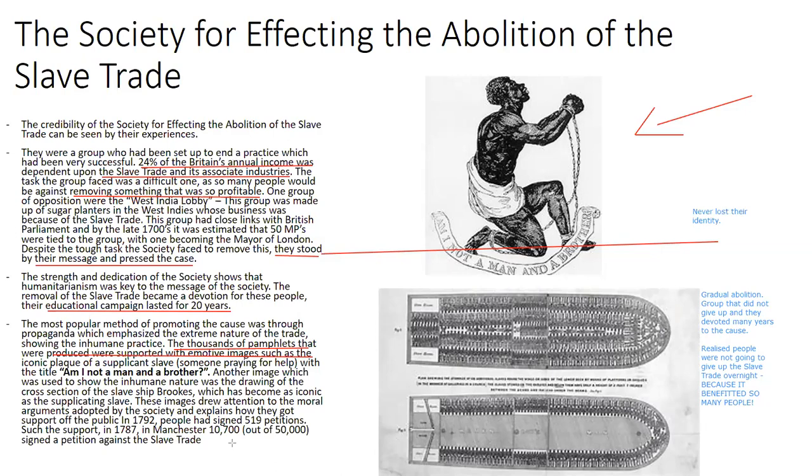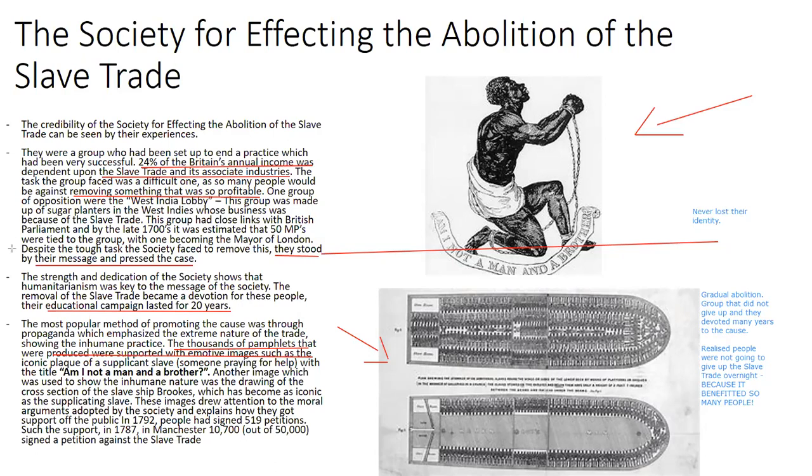Another image that was shown to show the inhumane nature was the drawing of the cross-section of the slave ship Brookes, which is this here. Now, why this became so iconic is because it showed the cross-section. It showed how the slaves were being packed into ships. And it showed the inhumane practice of slaves having no room, slaves being chained, different layers of them under the slave ship. And these two images became very iconic. These became very famous for the society using these to try and get people on their side.